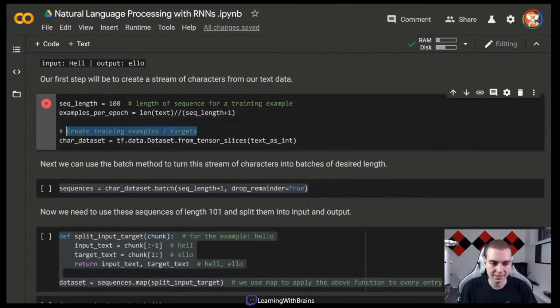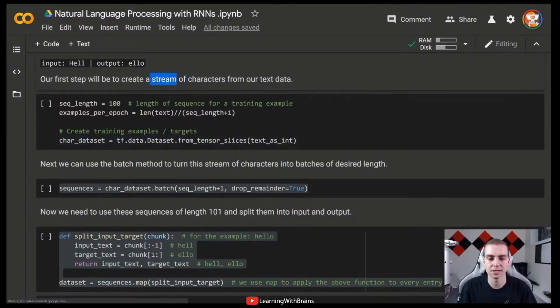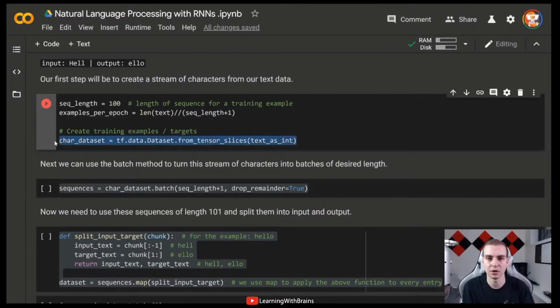So what this next line here is going to do is convert our entire string data set into characters. And it's actually going to allow us to have a stream of characters, which means that it's going to essentially contain 1.1 million characters inside of this tf.data.Dataset object from tensor slices. That's what that's doing. Next, so let's run this and make sure this works all right.